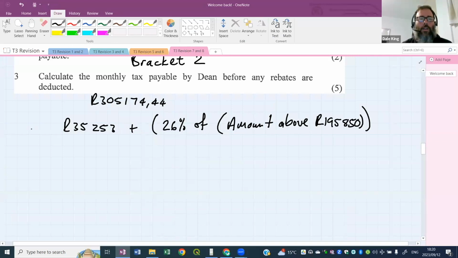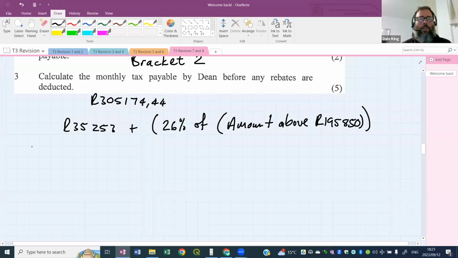All right. So that is bracket number 2 there. And bracket number 2 reads, you're going to have to pay 35,253 Rand plus 26% of the amount that you're above 195,850. So there's a lot to do here. Now, what we do is we're going to work inside the bracket first. There are 2 sets of brackets. We're going to go right into the middle with that part first, and then we'll work from there outwards.